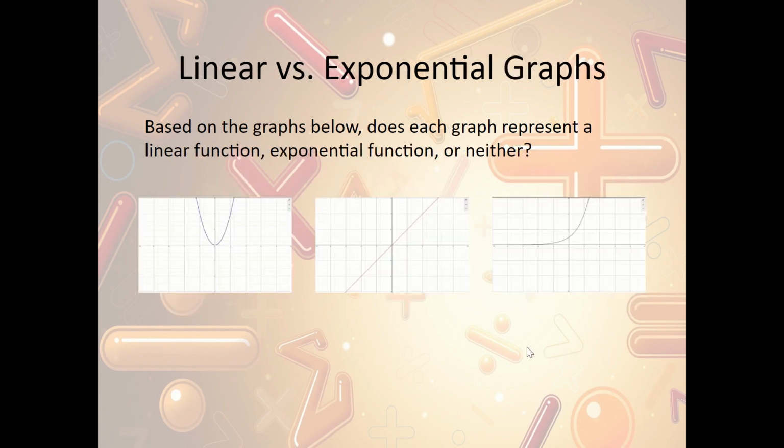Now we have our graphs. We're supposed to determine whether it's linear, exponential, or neither. Well, this first one does have a curve, but it curves in both directions, which we know that exponentials only curve in one direction, so therefore this is neither linear nor exponential. Then this one, we have a straight line. Well, we know a straight line forms a linear function, so that one is linear. This one has a single curve, so that one is exponential.